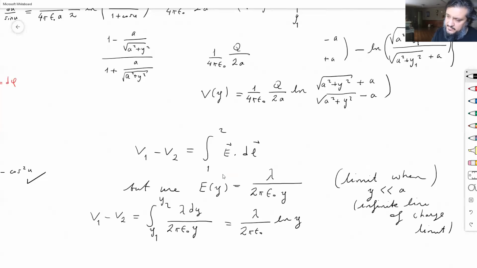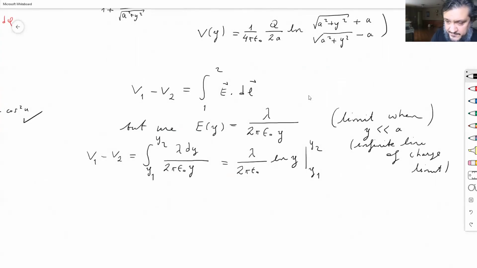The problem is something else, though. We still have this infinity here. Remember, I want to pick V2 as 0 at infinity. So if V2 has to be 0 at this, then I get in trouble because I will have natural logarithm of infinity. Okay, I'm going to have the same problem that I had before.